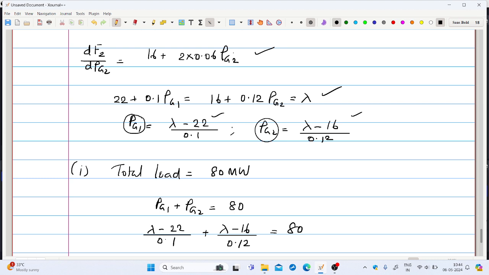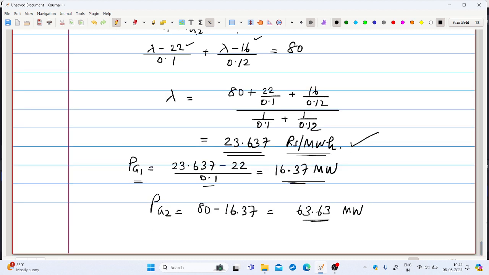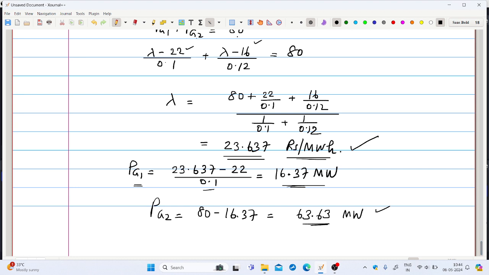Then in the first case, the total load is 80 megawatt, so PG1 plus PG2 should be equal to 80. Then you substitute for PG1 and PG2 in terms of lambda and solve for lambda. You will get the value of lambda as 23.637 rupees per megawatt hour. Then you substitute it back in PG1 and PG2. You will get the value of PG1 as 16.37 megawatt and PG2 as 63.63 megawatt. You can repeat this procedure for the total loads of 120 megawatt and 180 megawatt.